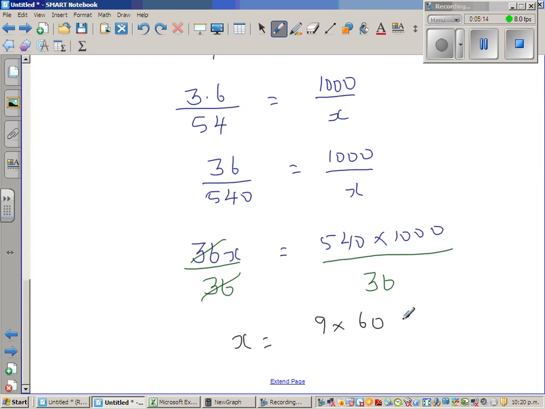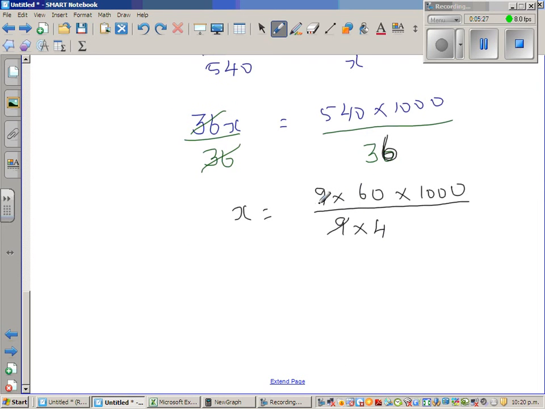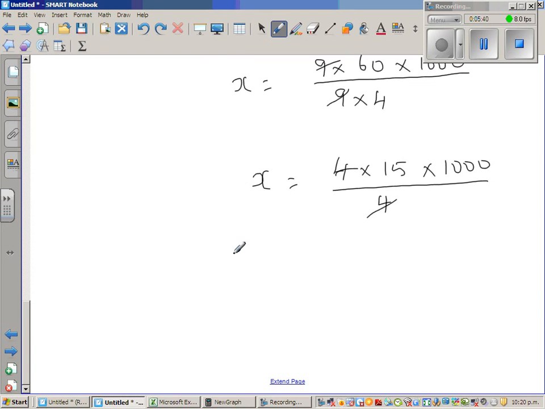So x is 540 over 36. 9 times 60 is 540, and 9 times 4 is 36, so the 9 and 9 get cancelled. The 6 can be written as 4 times 15 times 1000 over 4, so the 4 gets cancelled. So the principal is nothing but $15,000.